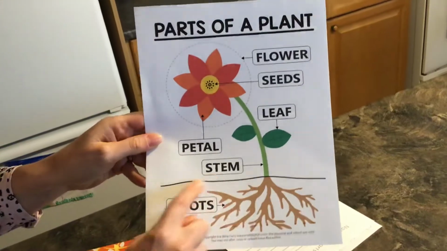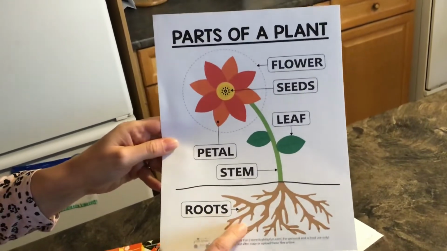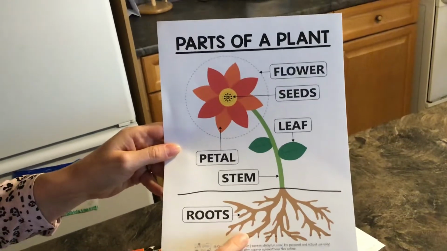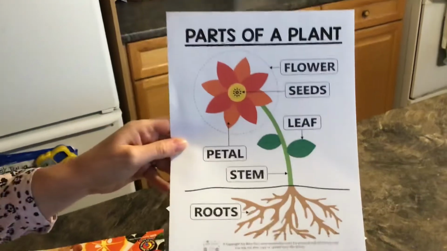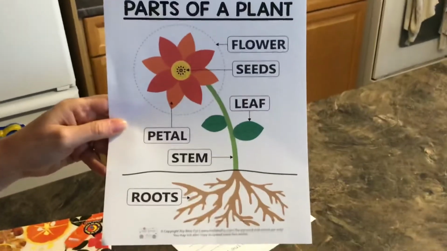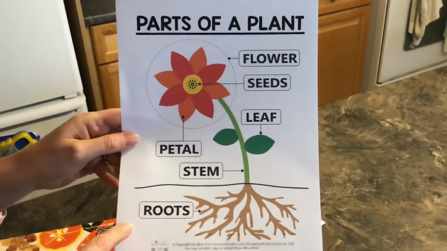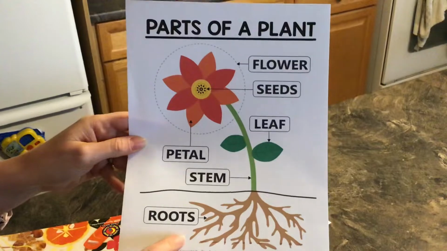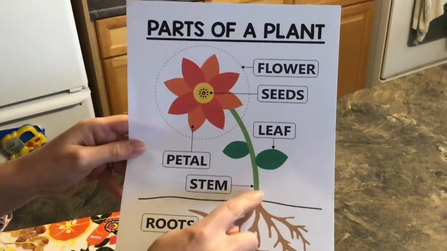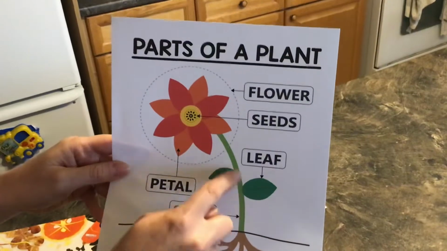So here's the soil. Under the soil, there are the roots, and the roots help anchor the plant so it can't come out very easily. It stays anchored. And the roots also drink up the water from the soil and the nutrients and bring them up to the stem. So here's the stem, and the stem is outside of the soil.